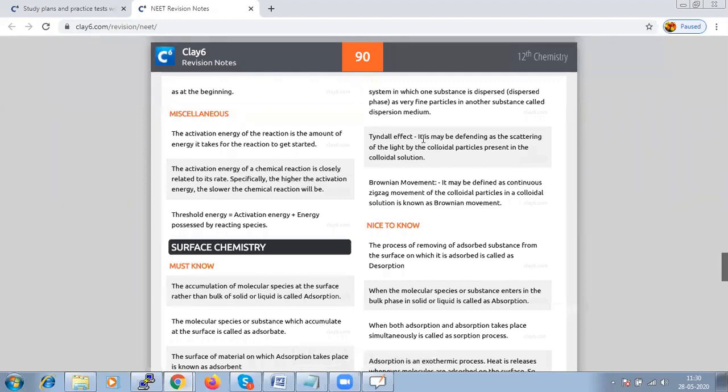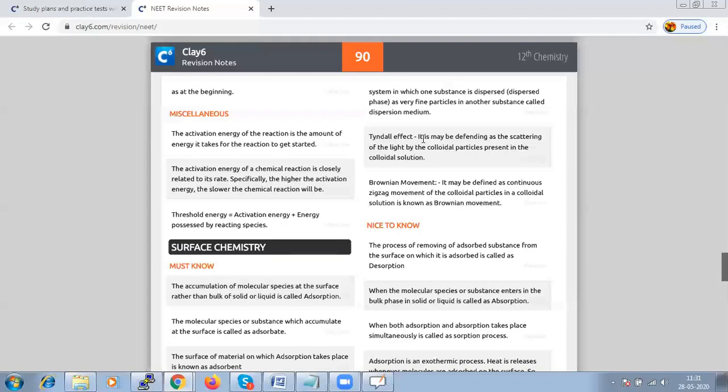The Tyndall effect is nothing but the scattering of light by the particles present in the colloidal solution when you view it at right angle to the passage of light. So this concept is called the Tyndall effect, and of course the color of the colloidal solution depends upon the wavelength of the light scattered by the dispersed particles, their size and nature, and the manner in which we view it.